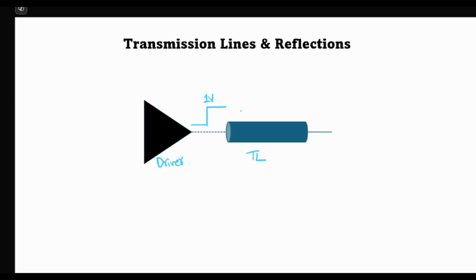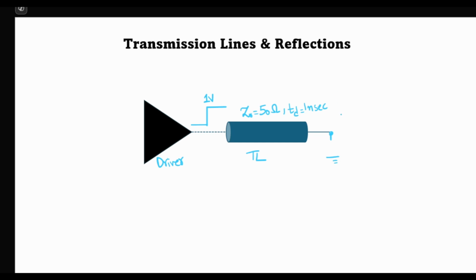and a transmission line is characterized by two main parameters. One is the characteristic impedance, usually taken as 50 ohm. There's no hard and fast rule, but let's assume that this is 50 ohms, and a time delay. So let's assume the time delay here is 1 nanosecond. So this 1 volt signal will take 1 nanosecond to reach the far end of this transmission line. And let's assume that the transmission line is an open circuit at the end. That means it is not connected to ground.